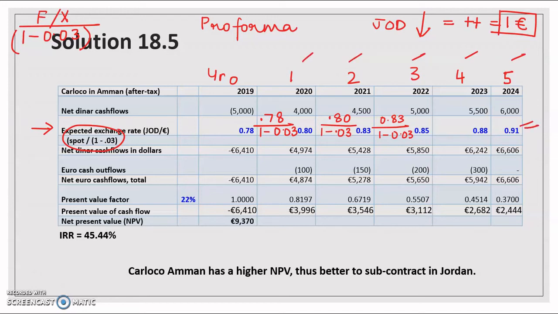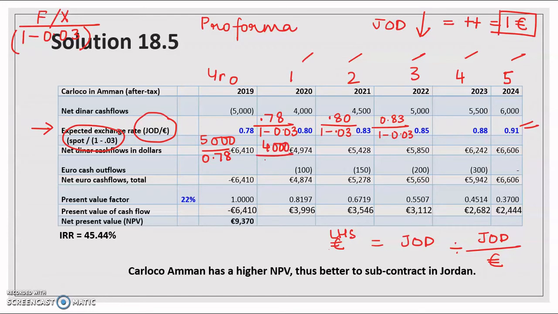Once you have the exchange rate movement, you will have to apply the exchange rate. So you need, left hand side is euros. You have Jordanian cash flows. Your exchange rate is Jordanian dinar per euro. You divide the same to get this value. So 5,000 divided by 0.78, 4,000 divided by 0.80, and so on. You will also have to incorporate the additional euro cash outflow line item, adjust the same.